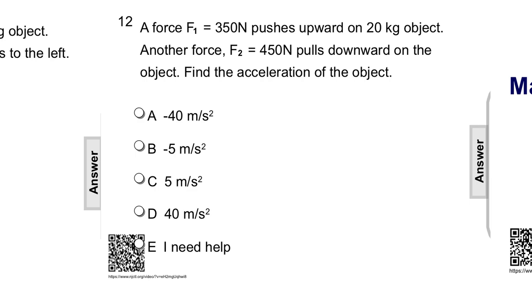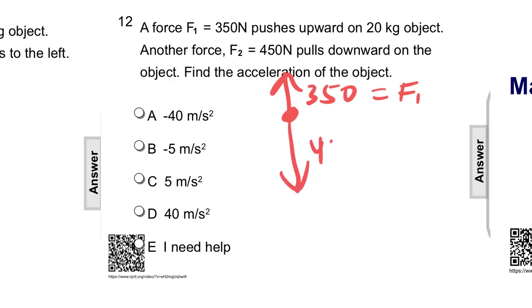Okay, now they're being a little tricky. Not really. We got a force of 350 pointing upwards. That's F1. Then we got a force of 450 pointing down. What is the acceleration of the object?